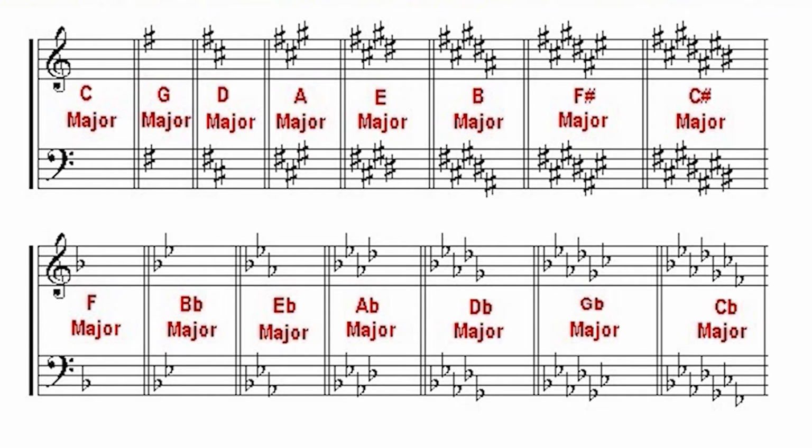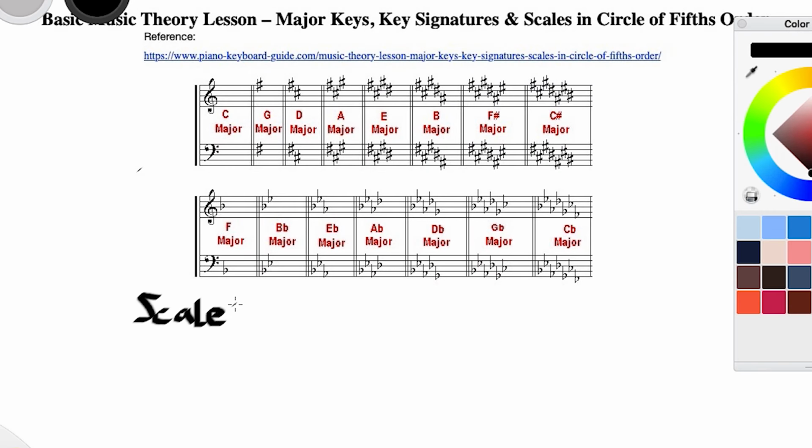Also the flats as well. One flat in key F, two flats in key B flat, three flats in key E flat, four flats in key A flat, and so on. We're going to be talking about scale, the things representing the major scale.